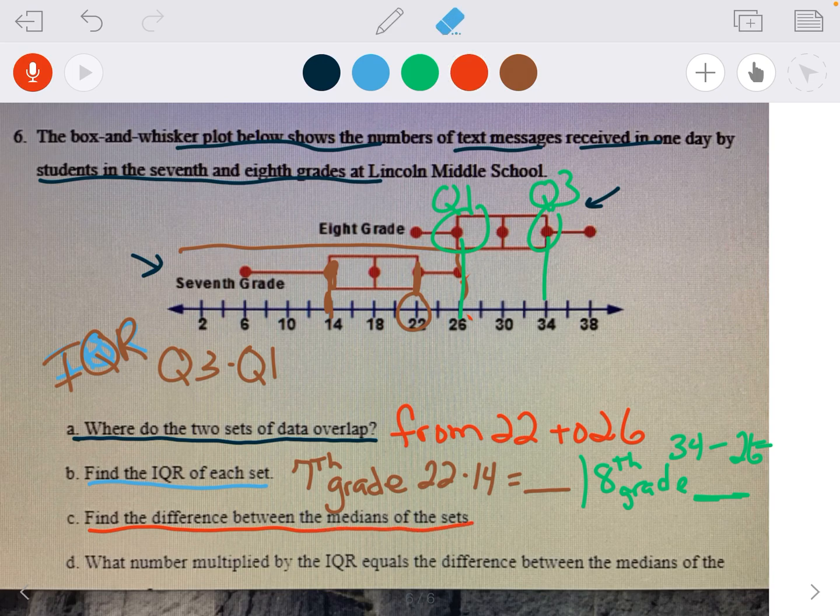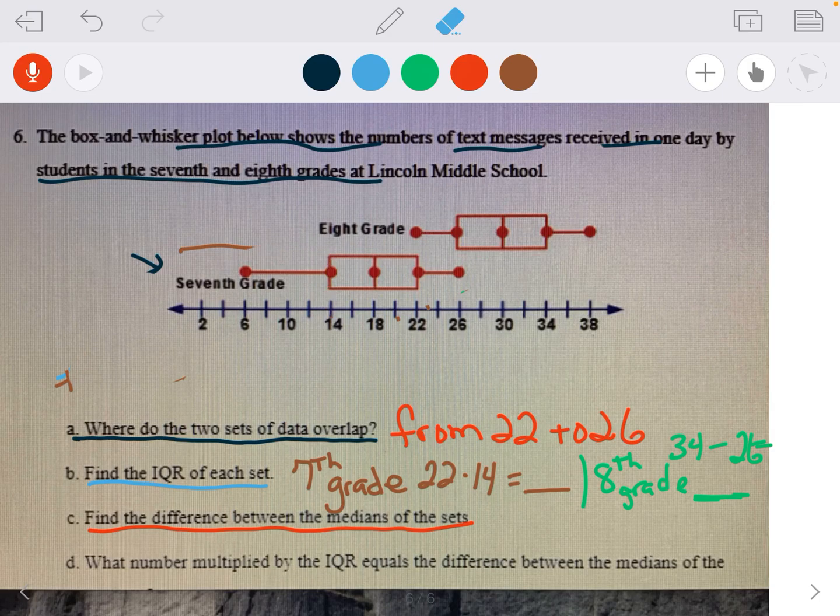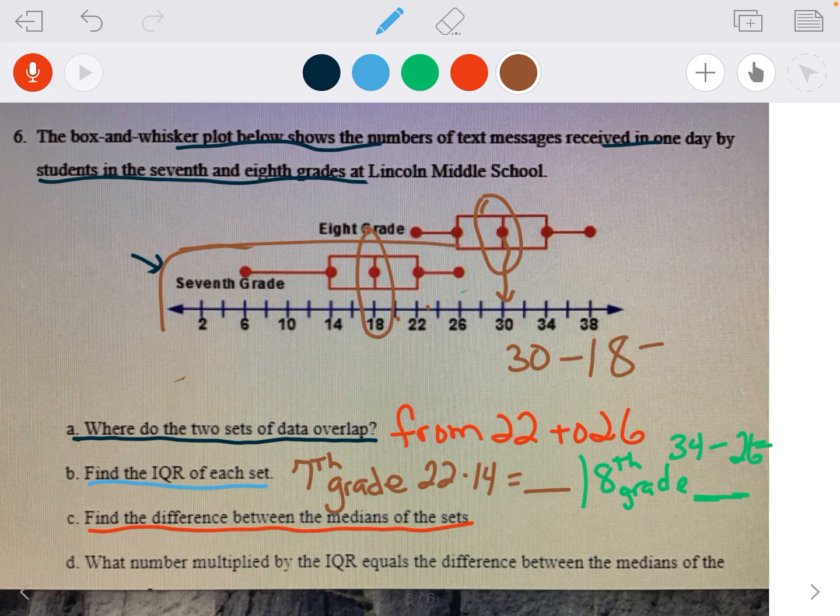Find the difference between the medians of the sets. Okay. Let me erase all my markings here. Medians of the set. Guys, hopefully you understand that the medians of the set is that middle part in each one. So in 8th grade, it's that middle line there. So that's 30. The middle line here in 7th grade is 18.